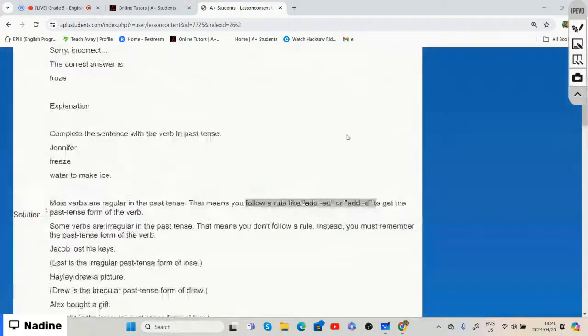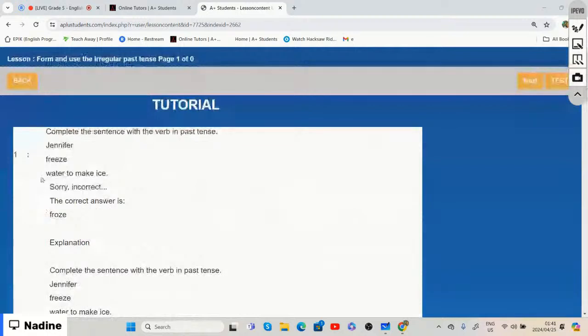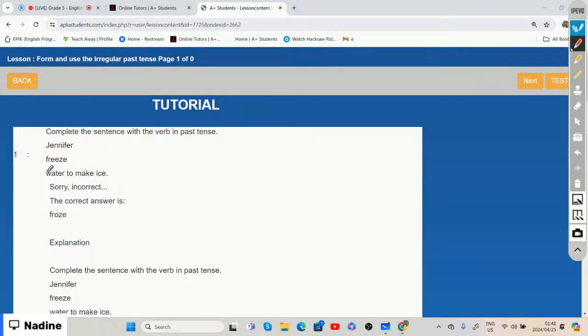All right. So now we're going to this first sentence. It says, complete the sentence with the verb in the past tense. It says Jennifer freeze water to make ice. Jennifer freeze water to make ice. What is the past tense of freeze?